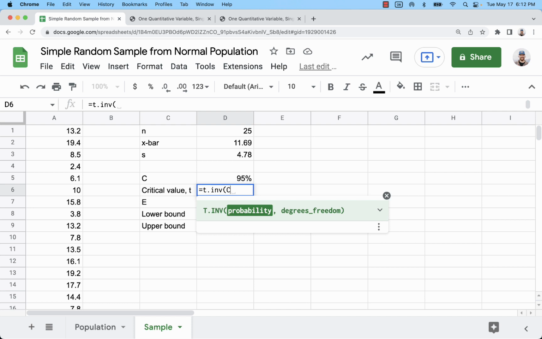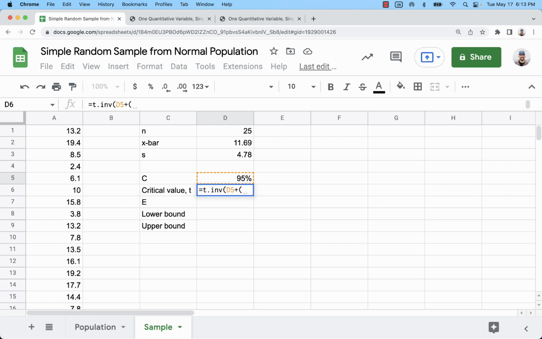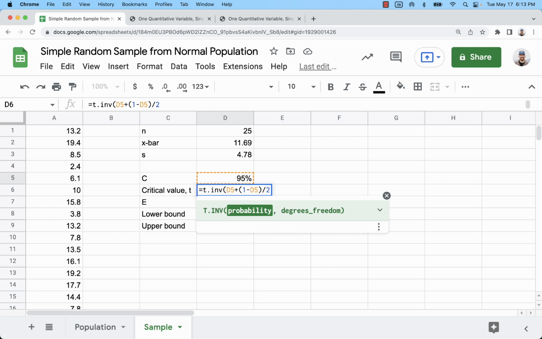And that is actually going to be C plus, okay, so C is actually in column D5. I need to use that. Plus, and then it's the complement of C divided by 2. And that's going to be the left tail. So we're doing the left tail plus the middle area. Each tail is the complement of C divided by 2. And you could use algebra to kind of write this differently if you want. But that is how I'm going to do it, just kind of a little bit more intuitively.